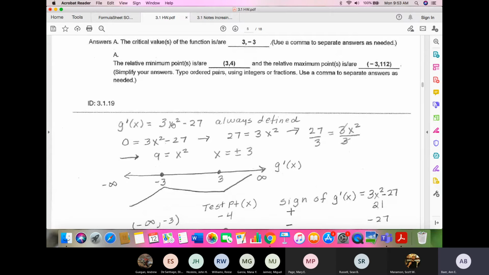That's always defined. You can take any real number, square it, multiply it by 3, and subtract 27. There's never, ever an issue with that.